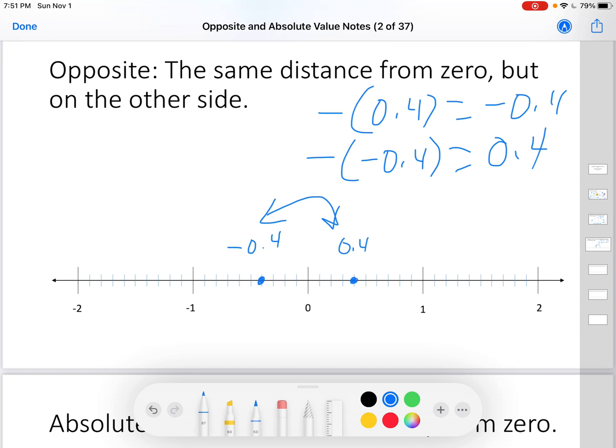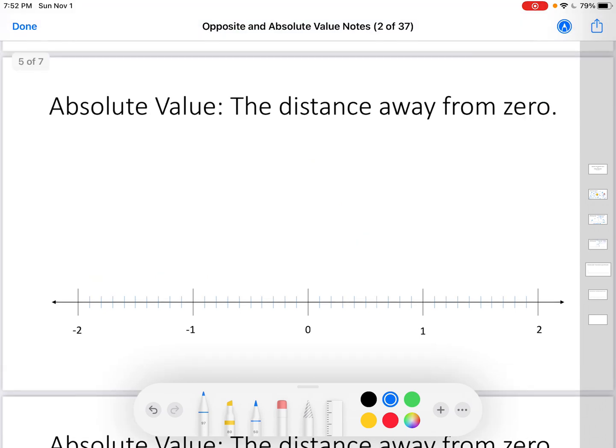Opposites, same distance from 0, but in the opposite direction. If you started out positive, the opposite will be negative. If you started out negative, the opposite will be positive. Absolute value, the distance away from 0. This doesn't care which direction; this cares how far away from 0 you are. It does not care which direction you go.